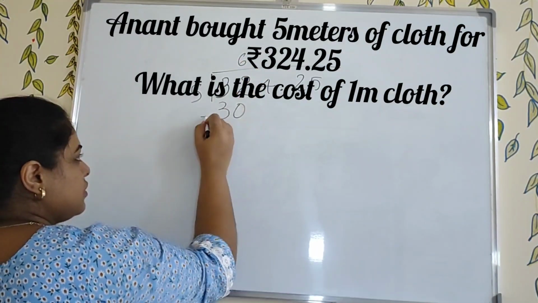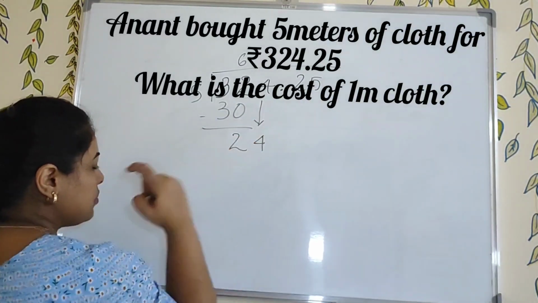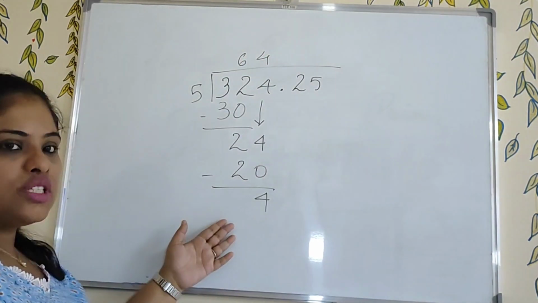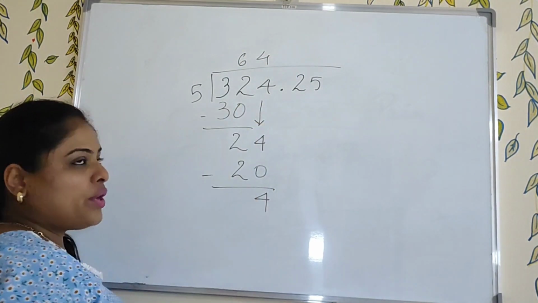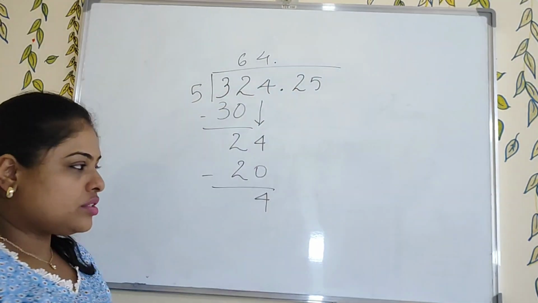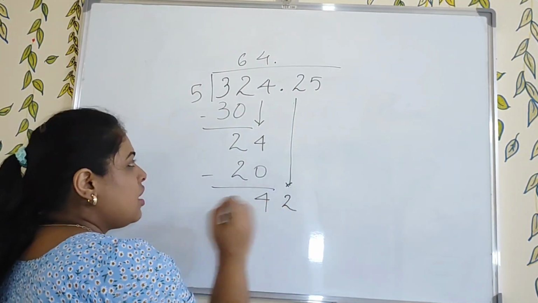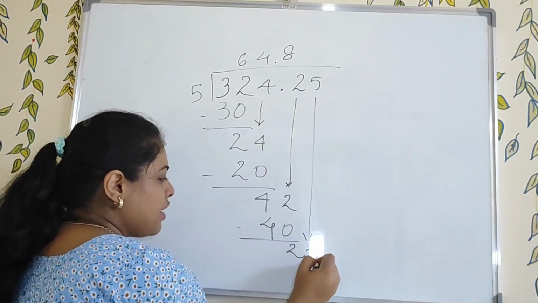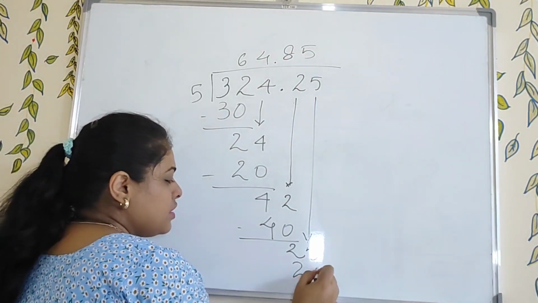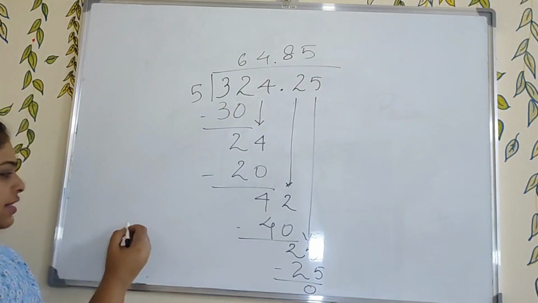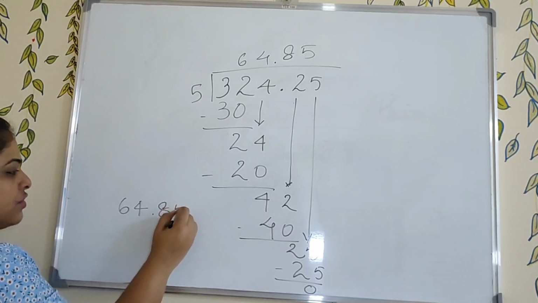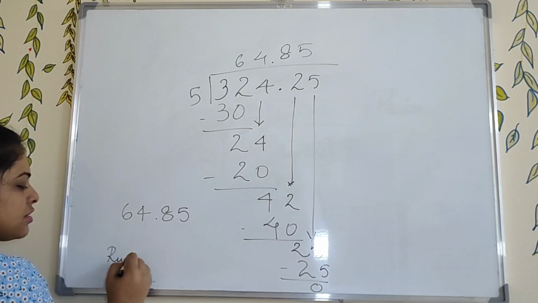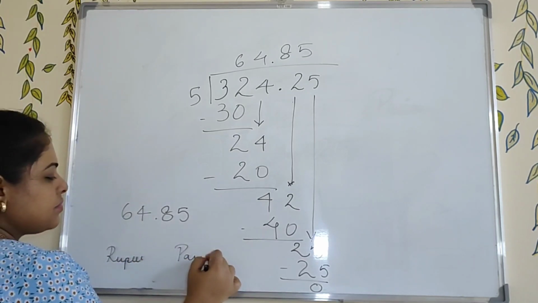32, 30, 2 is the remainder. Let's take 4 as the next number. 5 4s are 20, 4 is the remainder. Now here, after 4, there is a point, so we need to put a point over here in the quotient. Let's bring down the next number, 2. 5 8s are 40. 2 is the remainder. Let's bring down the next 5. 5 5s are 25. 0 is the remainder. So the answer is 64.85. What is 64.85? It is 64 rupees 85 paisa.